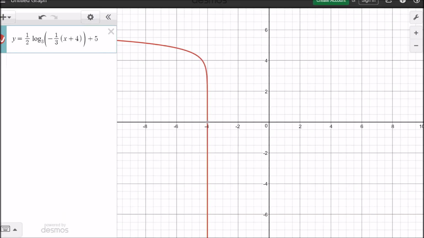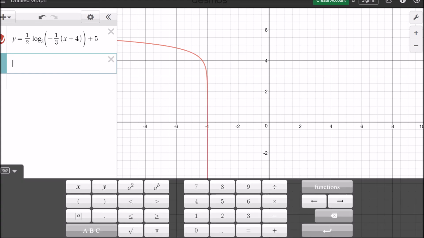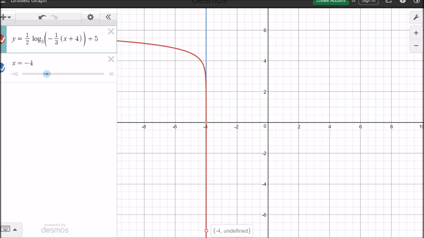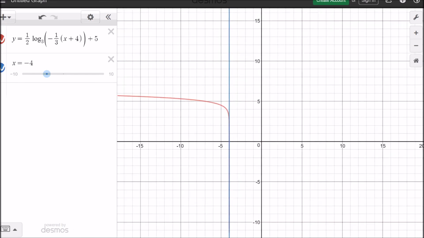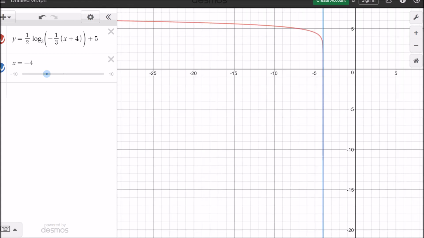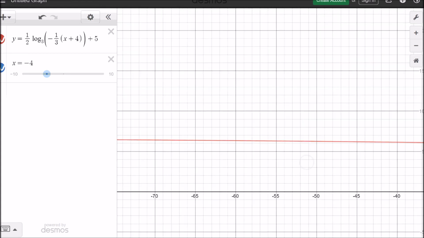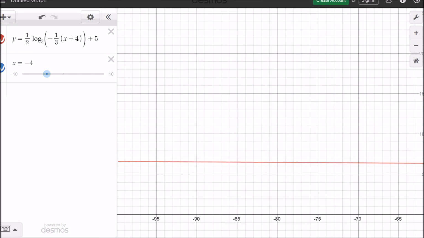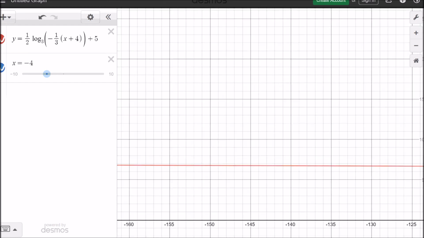And if you notice, we do have a vertical asymptote at x equals -4 right here, and the domain is everything to the left of -4, and then the range is going to be all values of y. And although this looks like it's going to take a long time to approach infinity in the y direction, it will approach infinity eventually. It's just going to take a really, really long time to do that.